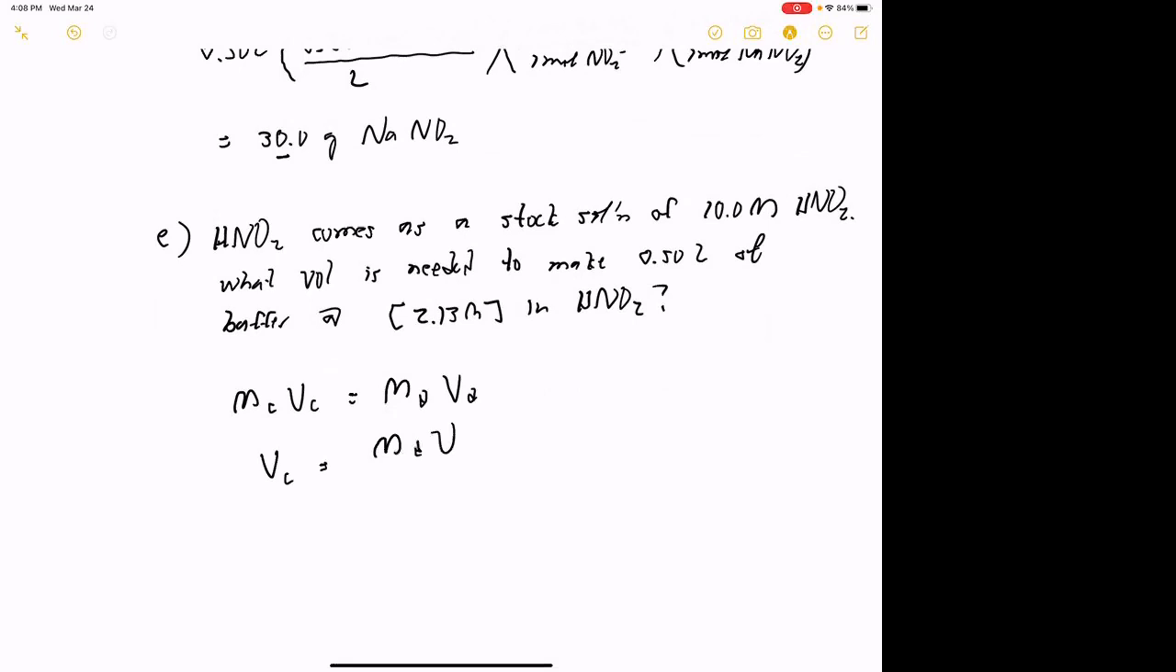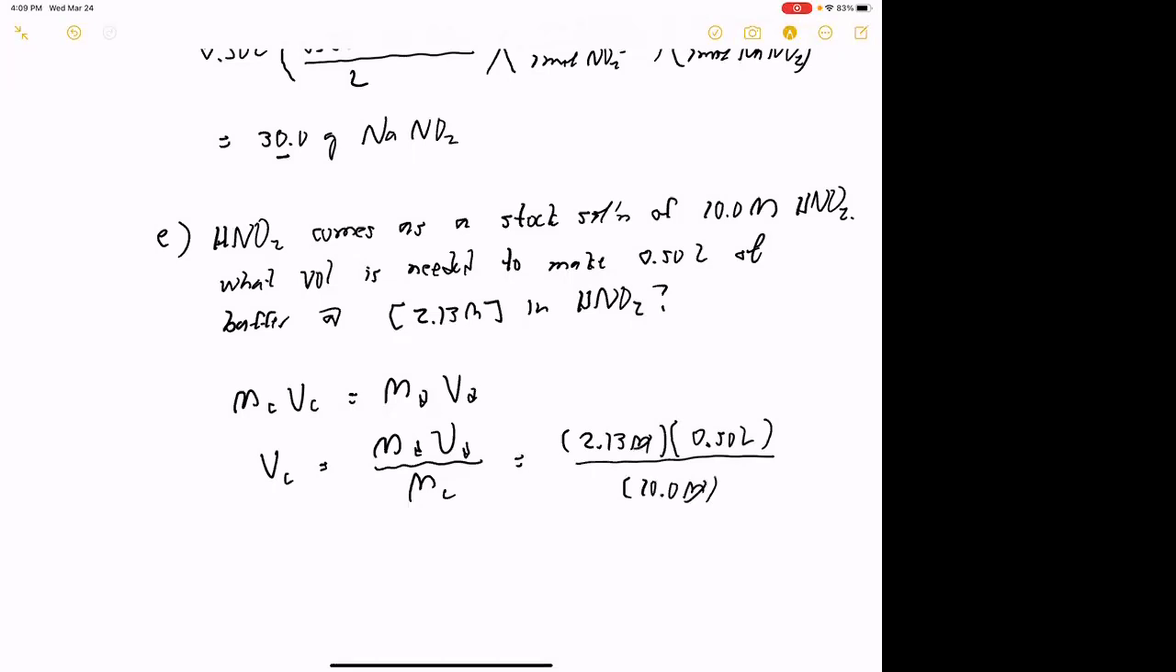So I got M dilute times V dilute divided by M concentrated, right? So what is M dilute? That's the 2.13 molar. That's what we ultimately want to end up with. What's the volume of the dilute? Oh yeah, that's the total volume of the buffer I want to make, which is 0.50 liters. Okay, and then what do we say M concentrated was? That's 10 molar, because that's the stock concentration.